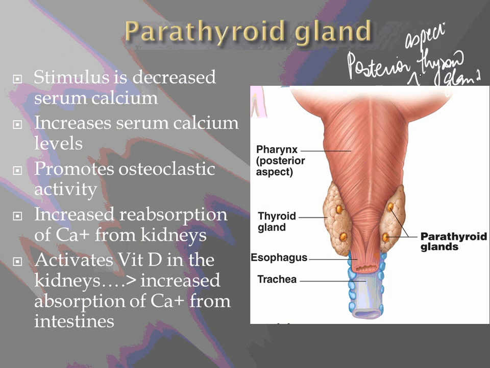And here you can see the parathyroid glands. They are 4 in number. They sit on the posterior aspect. They are antagonists to calcitonin, so they also have something to do with calcium metabolism.